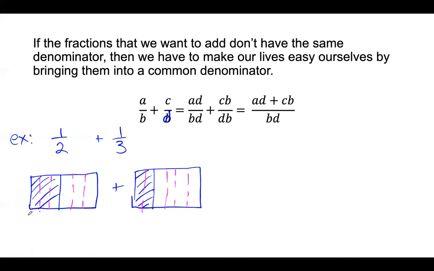And we see that this half, 1 over 2, is exactly the same thing as 3 over 6. So 3 over 6 parts. Here, 1 over 3 is the exact same thing as 2 over 6. 1, 2, 3, 4, 5, 6. So now we can add them up. So we have 1 over 2 plus 1 over 3. It's going to be 3 over 6 plus 2 over 6, which is 3 plus 2 is 5 over 6.